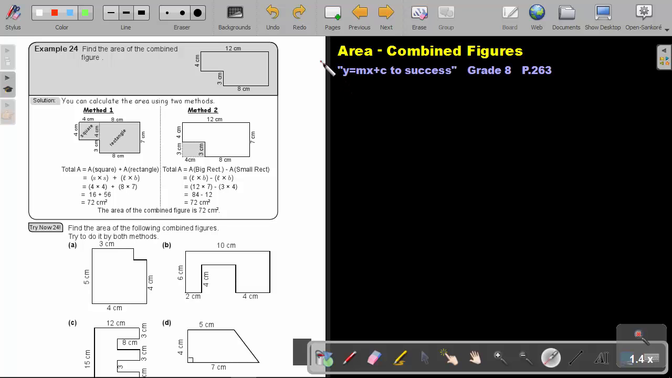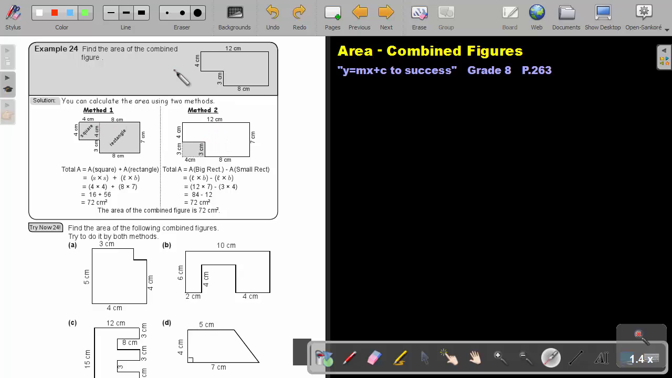Part 13. We are going to continue with the area of combined figures. You will find this on page 263 in the Namibian Mathematics Grade 8 textbook. Now, let's look at this example. We are going to do this example in two ways.